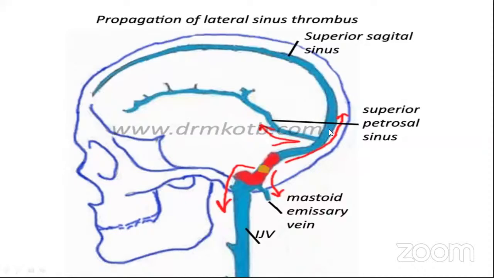This is the superior petrosal sinus, this is the transverse sinus, together forming the sigmoid sinus, and there you can see the mastoid emissary vein also, and that brings into the internal jugular vein. So the thrombus formation is in the sigmoid sinus, and then the propagation. From this sigmoid sinus, it can go up into the superior petrosal sinus, into the transverse sinus, and finally it can go into the cavernous sinus as well.